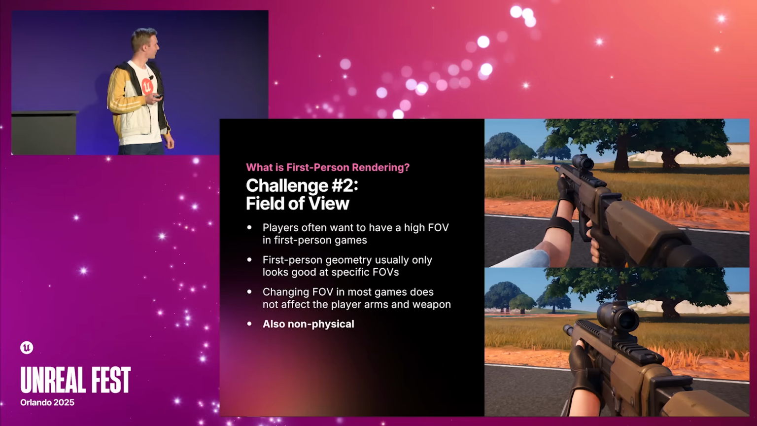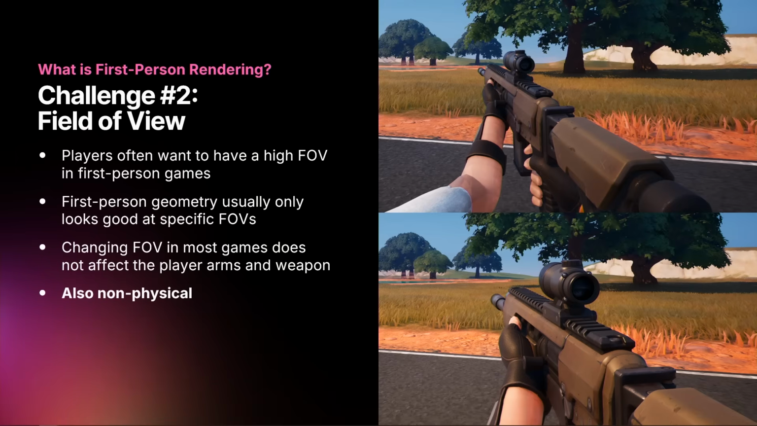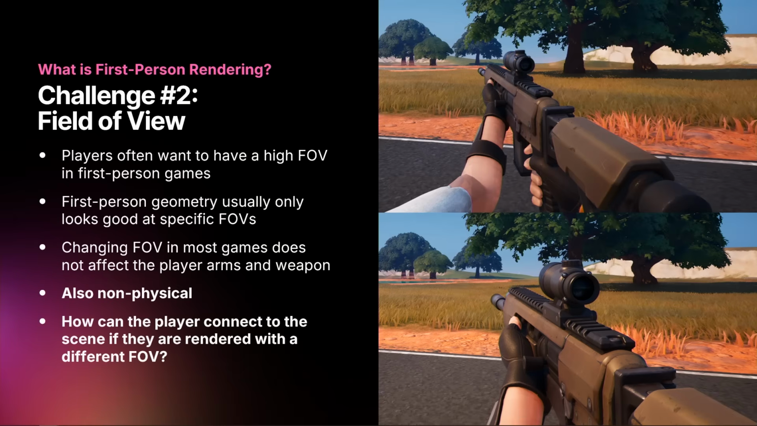This is also non-physical, but my gut feeling tells me it's not quite as horrible as the first one, but you know, it doesn't really make any sense. And it also poses questions like, if we're rendering the first-person geometry with a different field of view, essentially their pixels end up on a different location on screen, if you compare these two images. And now if the player tries to reach out to grab something in the world, how can you make that connect? That is a challenge. Many games need to get creative when solving this one.